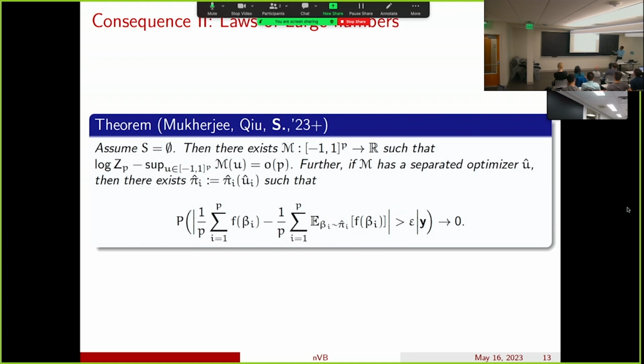So what this is saying is that you draw some sample beta. So beta here is the sample that I draw from the posterior. I look at this empirical average, 1 over p of f of beta i. I want to understand the behavior of this empirical average. What this is saying is that there is a law of large numbers type behavior. So this quantity will actually concentrate around a deterministic object, and this deterministic object is essentially governed by the optimizer to this non-convex function.